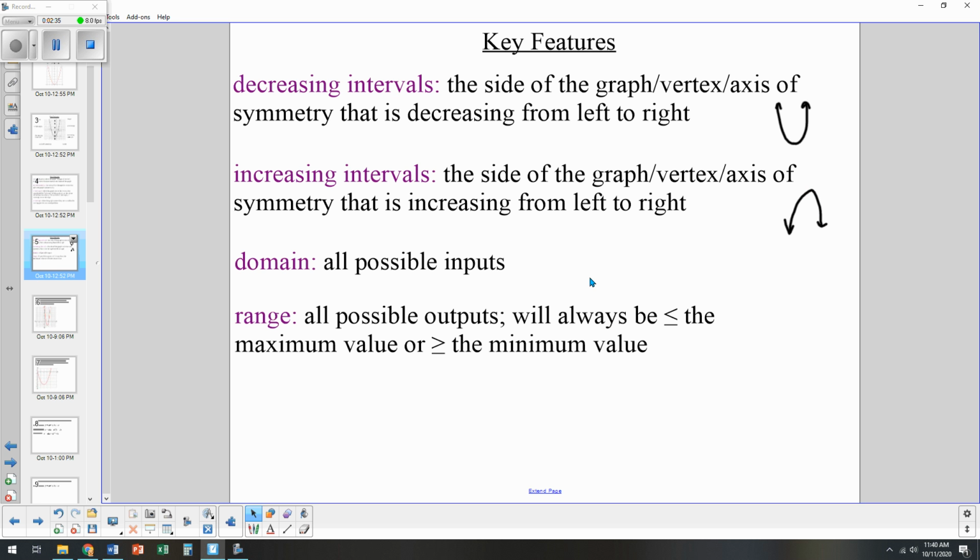Domain, again, we said was all possible inputs, and range are all possible outputs. For a quadratic, the range will always end up being less than or equal to or greater than or equal to the vertex value. So for a maximum value, we're going to have y is less than or equal to a number. And for a minimum value, we're always going to have y is greater than or equal to a number.